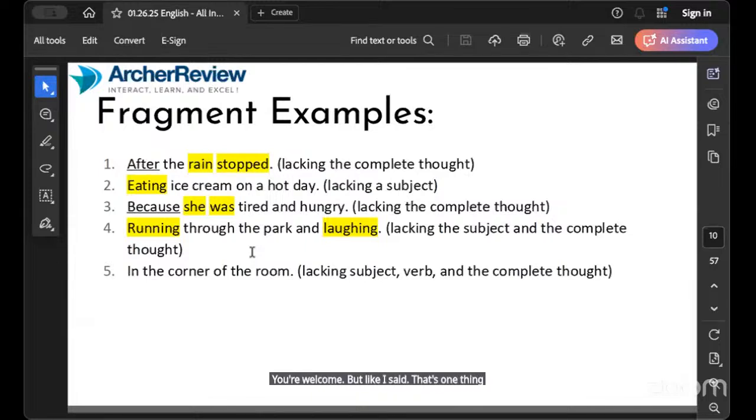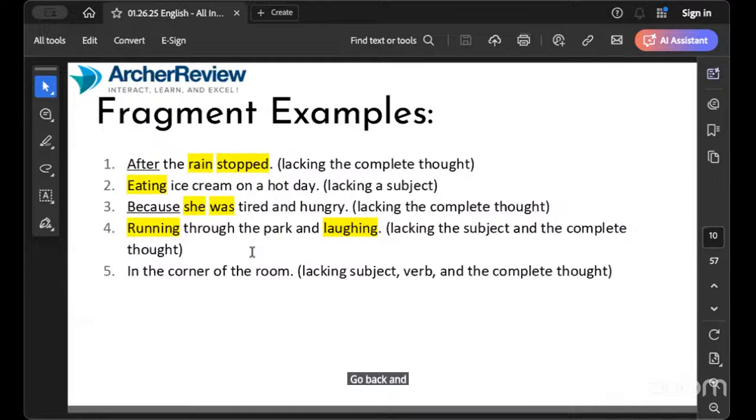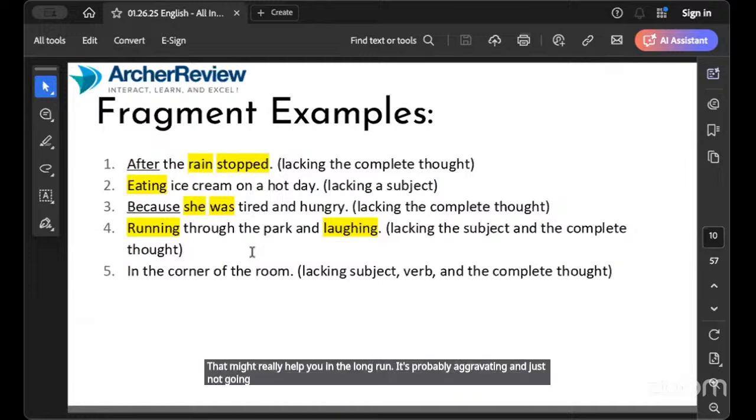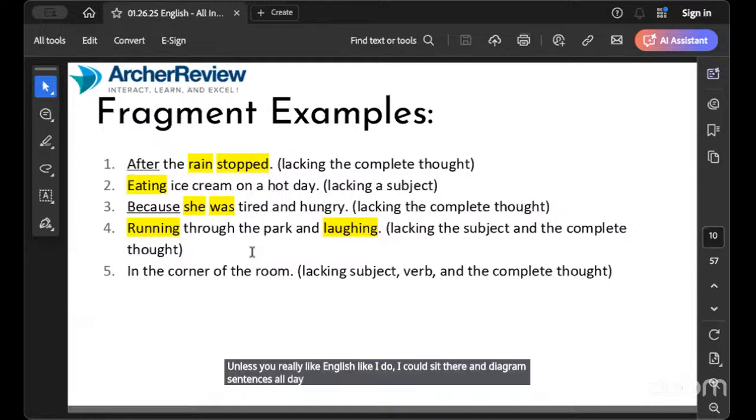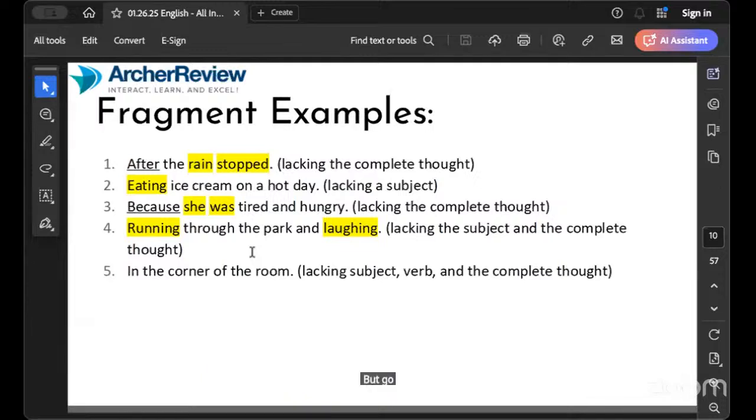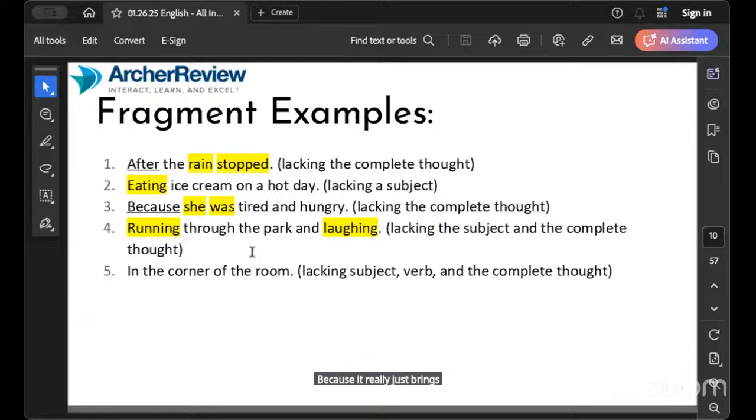But like I said, that's one thing. If you find the grammar to be problematic, go back and refresh on being able to diagram your sentences. That might really help you in the long run. It's probably aggravating and it's not going to be your favorite thing to do, unless you really like English like I do. I could sit there and diagram sentences all day. But then again, I'll sit there and do calculus all day too. But go back, and that is a great tool to have in your back pocket because it's not only going to help you with this portion of the English, but other sections as well. Because it really just brings it back down to the root of everything.